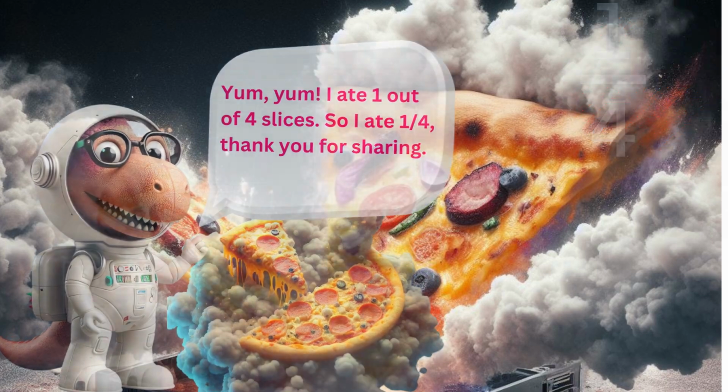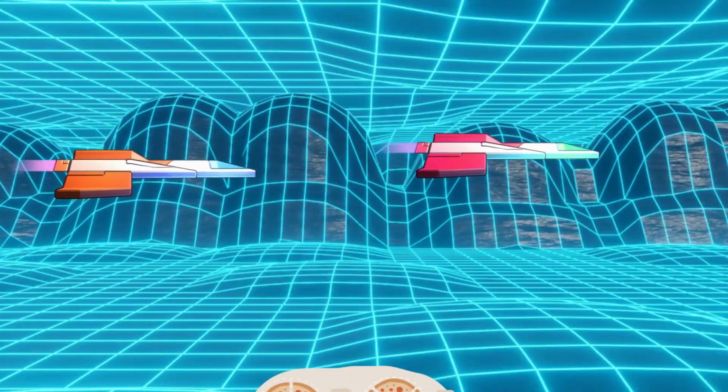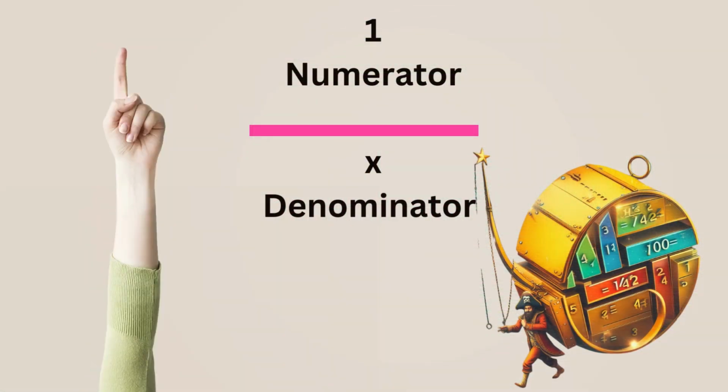Let's review the numerator and denominator again. Now, the top number, the 1, is called the numerator. It tells us how many slices we've taken.